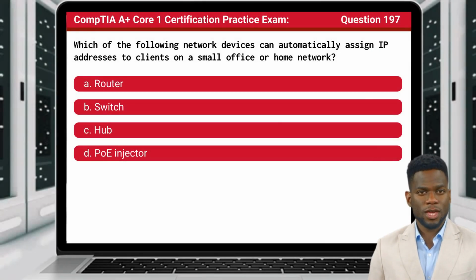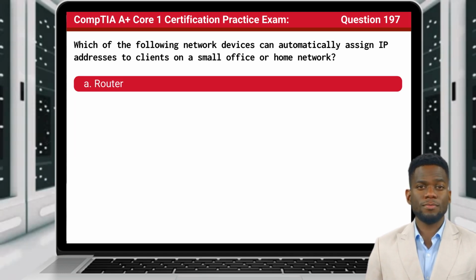Question 197. Which of the following network devices can automatically assign IP addresses to clients on a small office or home network? The answer is A. Router.